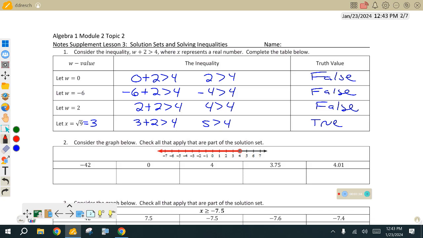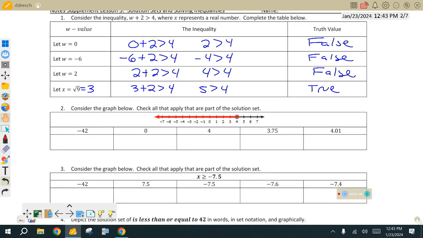And same thing like on number 2. Which of these are turning out to be true? Circling or putting an X, checking all that are true here. Now here, we just gave you the inequality. You plugged it in. Did you get a true or false statement? Here, we're looking at the graph, right? And which ones are falling in the shaded zone.